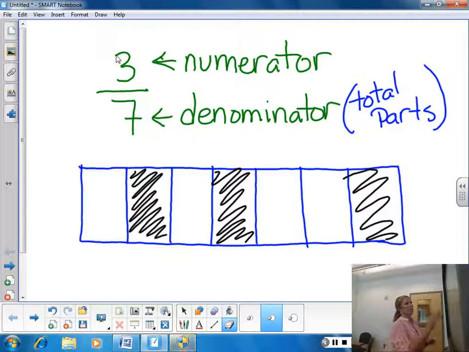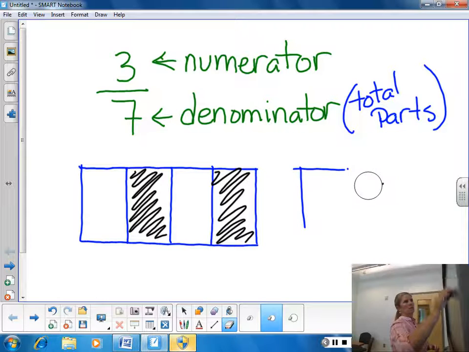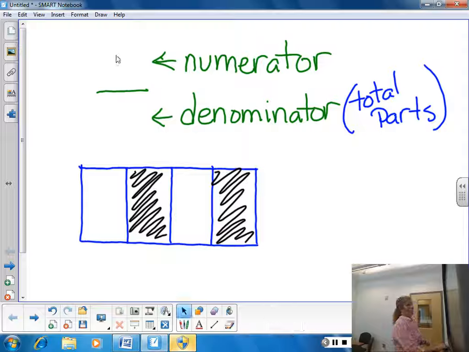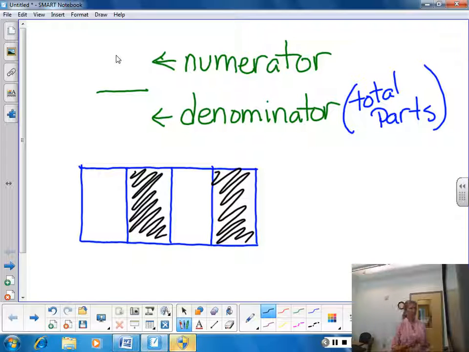Let's say that I had this picture, and I ask you to tell me the fraction that's described by that picture. Well, first thing is you can look at how many total parts you have. You've got 1, 2, 3, 4 total parts. So that's your denominator. And then how many parts are shaded? Well, you've got 2 that are shaded. So that would be 2/4.